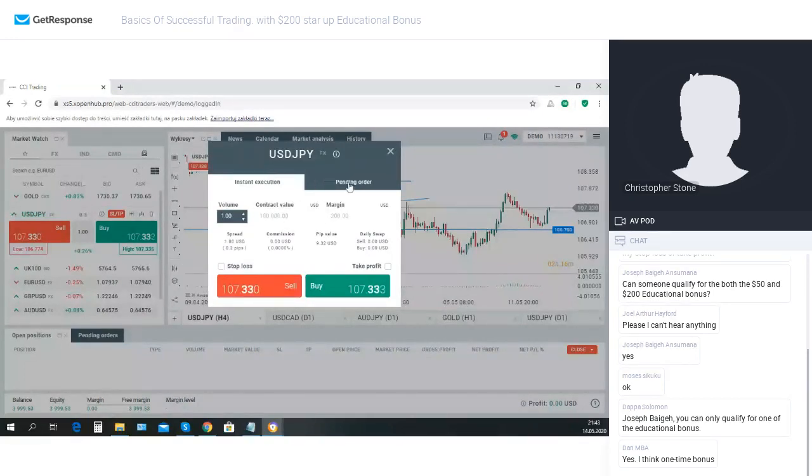Okay, so this is the margin, right? The margin is the amount of money you have to have on your account to open this position. This is leverage 1 to 500. So for example, this is a contract value of $100,000, and you can open it by using only $200.